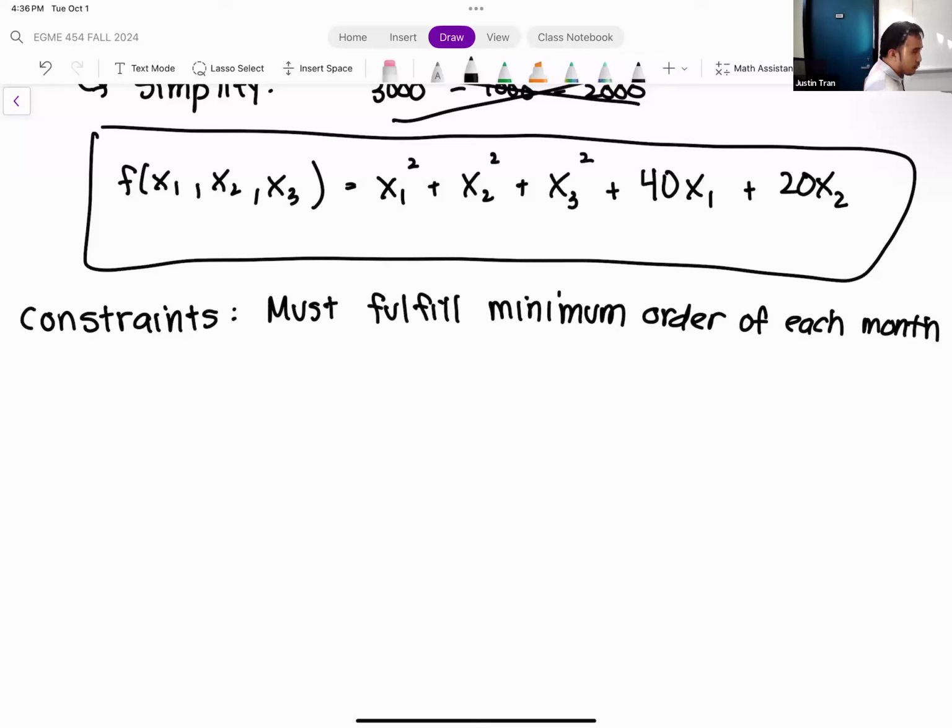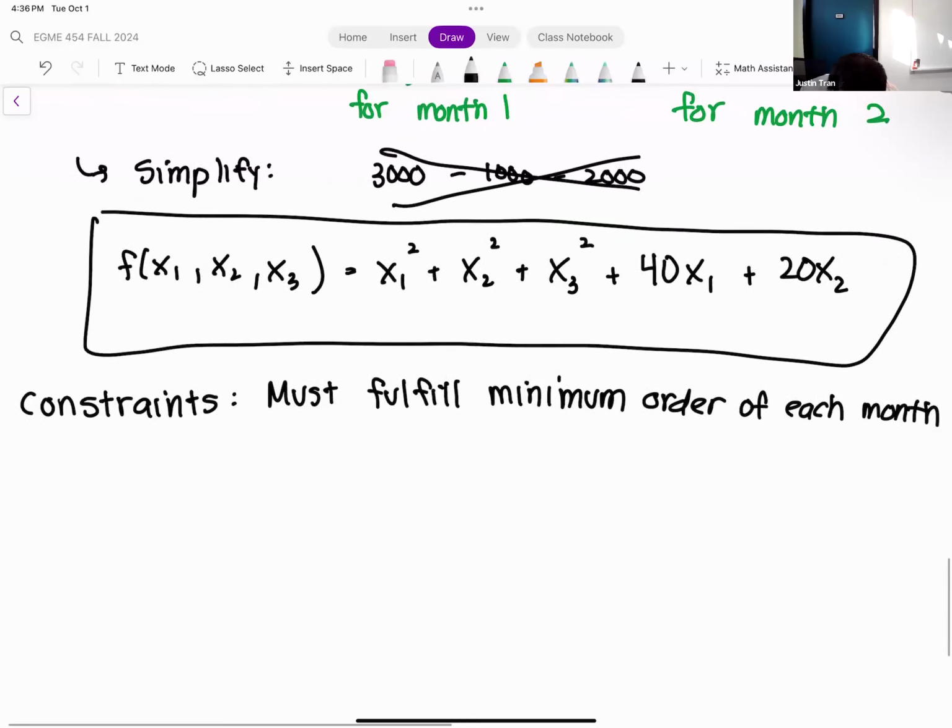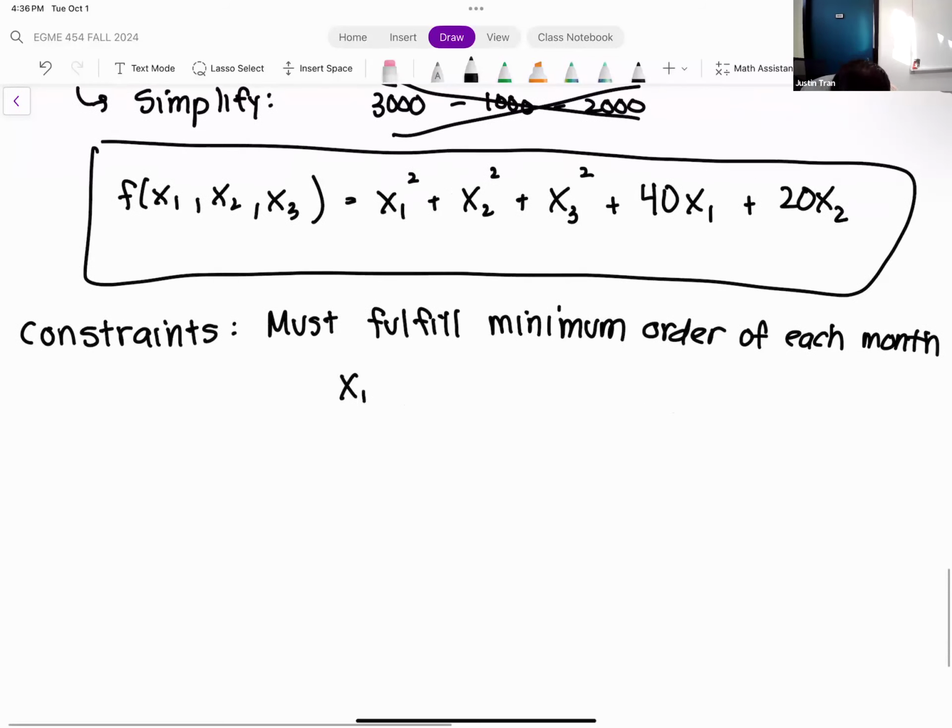All right, so by the end of the first month, we have to produce 50. By the end of the second month, we have to produce 100 total fridges. And then by the end of the 3 months, we have to produce 150. In other words, what we have to say is that X1 must be greater than or equal to 50.